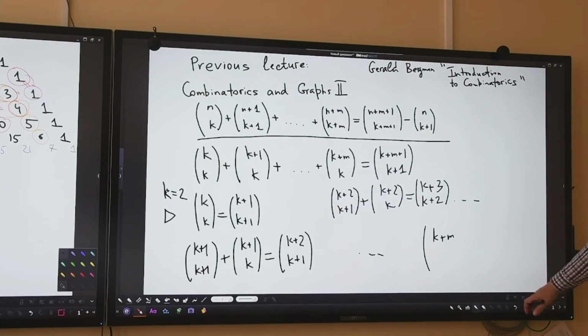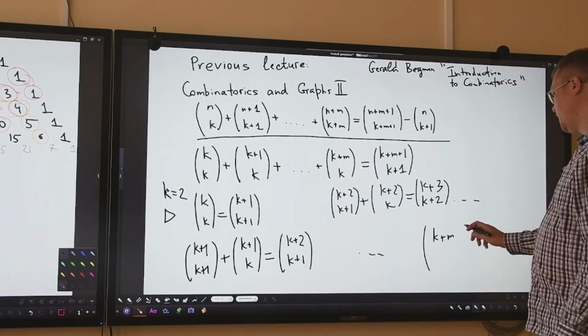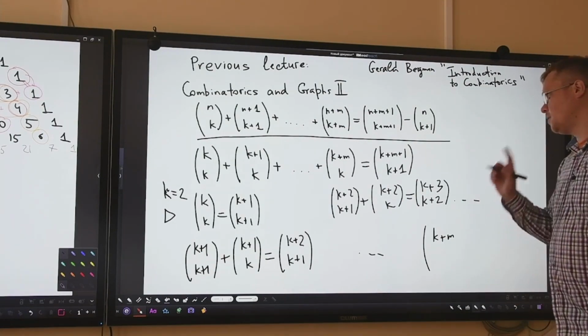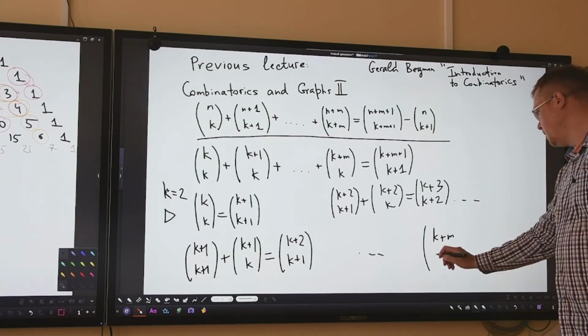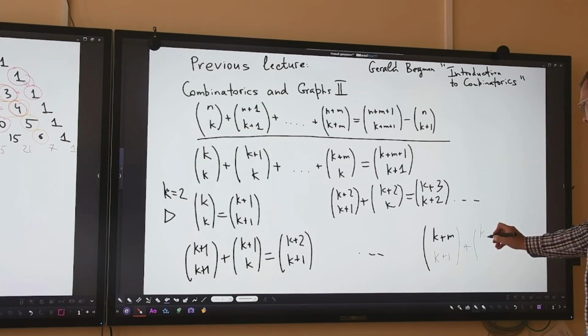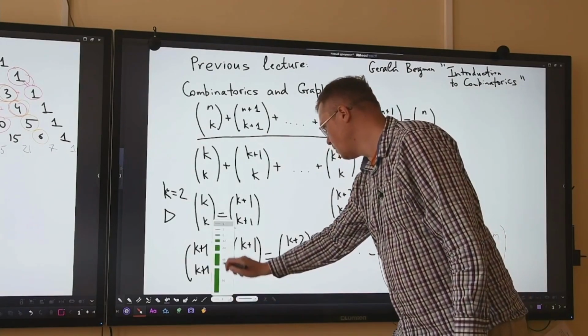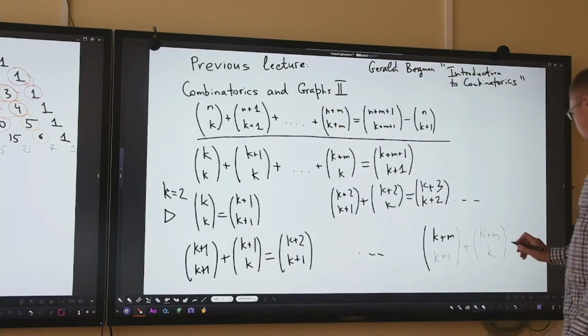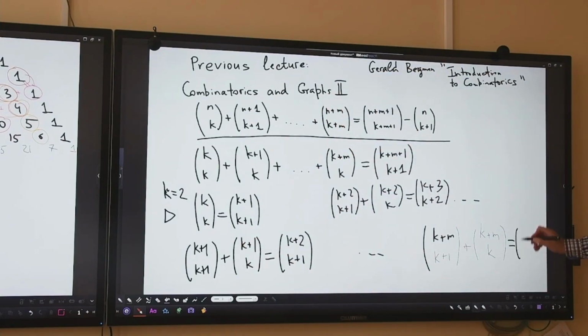Okay. So the last one will be k plus m choose k plus 1 plus k plus m choose k. And then this will be equal to k plus m plus 1 choose k plus 1. Okay?